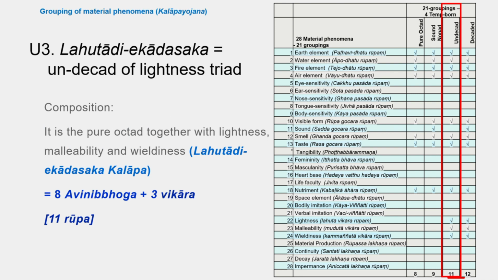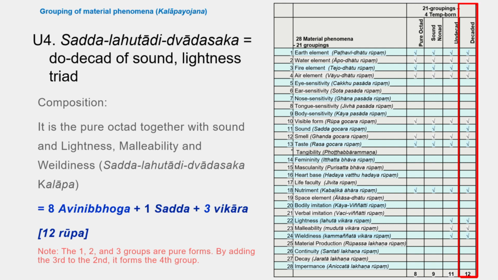Lahutadi-ekadasaka, the undecad of lightness, etc., is the pure octad together with lightness, malleability, and wieldiness. So the 8 inseparables plus these 3. And then Saddalahutadi-dvadasaka, the duodecad of sound, lightness, etc., is the pure octad together with sound and lightness, malleability, and wieldiness. So it's called Saddalahutadi-dvadasaka Kalapa.